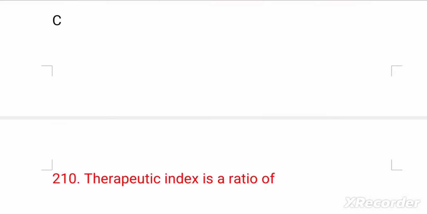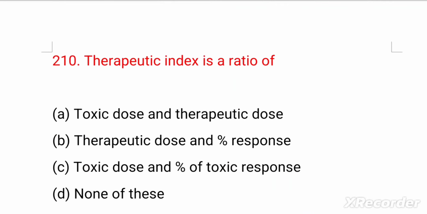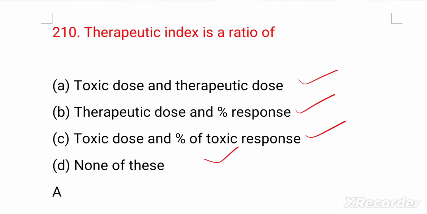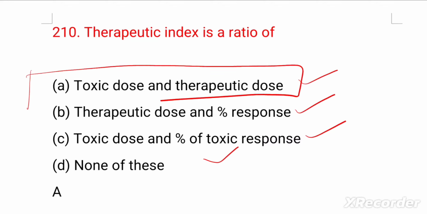Next question: therapeutic index is a ratio of, options are toxic dose and therapeutic dose, and percentage of response, toxic dose and percentage of toxic response, none of these. Answer is A, toxic dose and therapeutic dose.